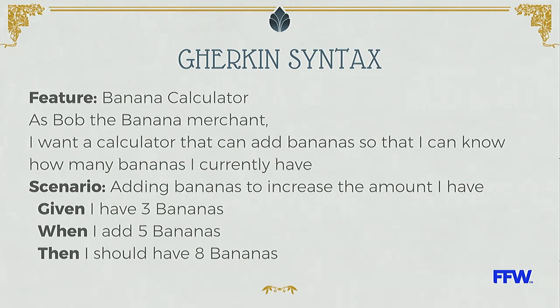And it's really that simple, as you can see. We have one feature, one functionality, which is a banana calculator, and we have Bob, the banana merchant. As Bob, the banana merchant, I want a calculator that can add bananas so that I know how many bananas I currently have. And this, as you may see, is like a user story in the Agile methodology. And it is described in the test.